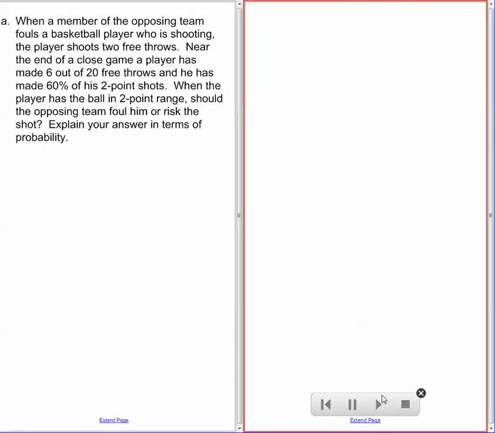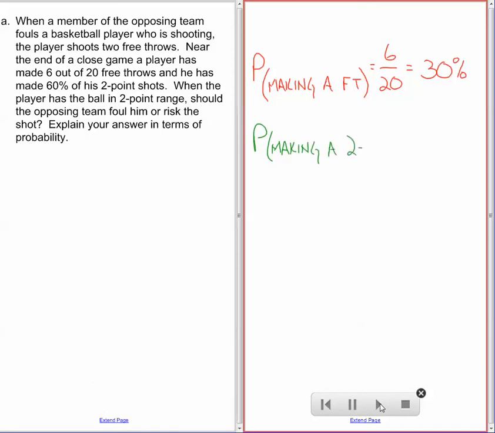So I've got the answer over here. Okay, the probability that he makes a free throw would be 6 out of 20, which is 30%. The probability that he makes a 2 point shot, they flat out gave us, they said it's a 60% chance. So I think the answer is pretty obvious. We should foul him.